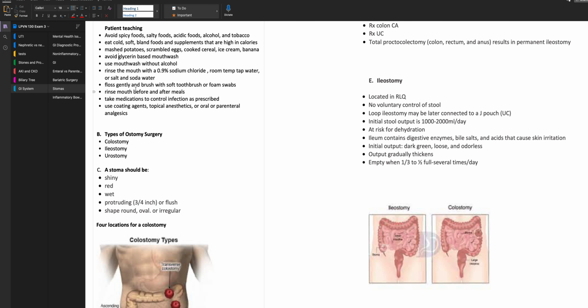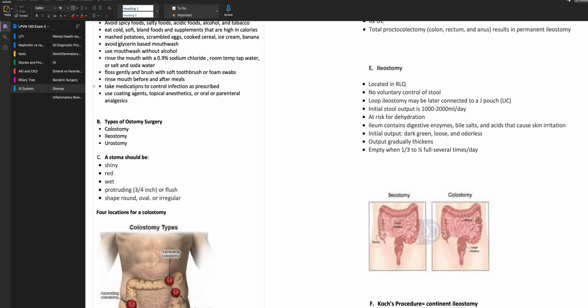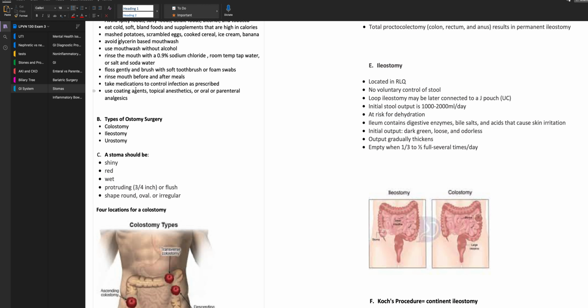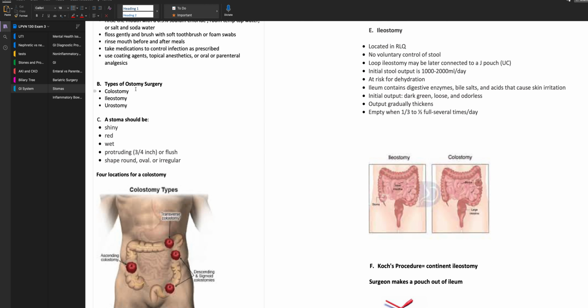Okay, now I'm going to flip over to ostomy surgery. The types of ostomy surgery include colostomy, ileostomy, and urostomy. Regardless of the type of surgery, a stoma is made, and a stoma should always be shiny, red, wet, or moist, protruding 3/4 inch, or flush with the skin. The shape is either round, oval, or irregular, and that is so important immediately after surgery to know, because you never want to see a dusky stoma, because it could mean it's getting necrotic.